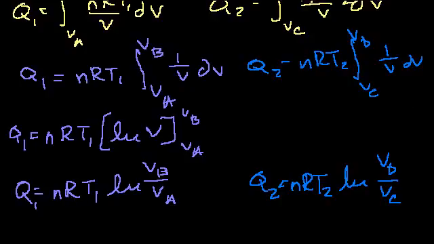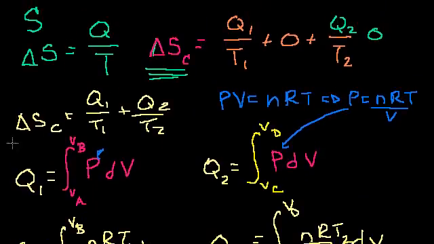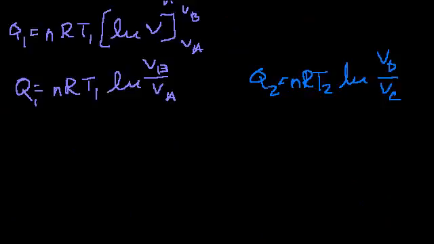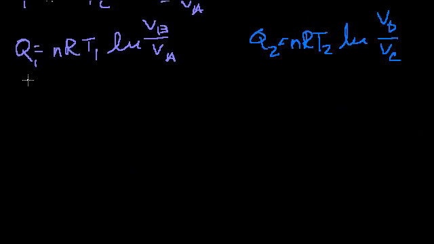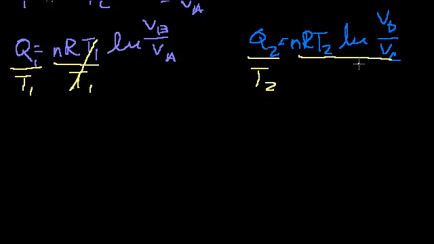Now, what was our original question that we were dealing with? We said this is a legitimate state variable if the change in this value S as we go around the cycle is equal to 0. That means it didn't change. So these two things, when you sum them, have to equal 0. Q1 over T1 plus Q2 over T2. So let's add them. Q1 over T1 is equal to that over T1. That cancels out. Q2 over T2 is equal to that over T2. That cancels out.